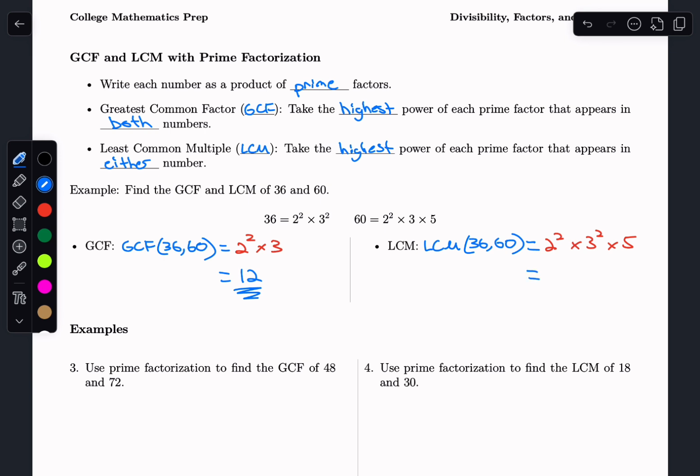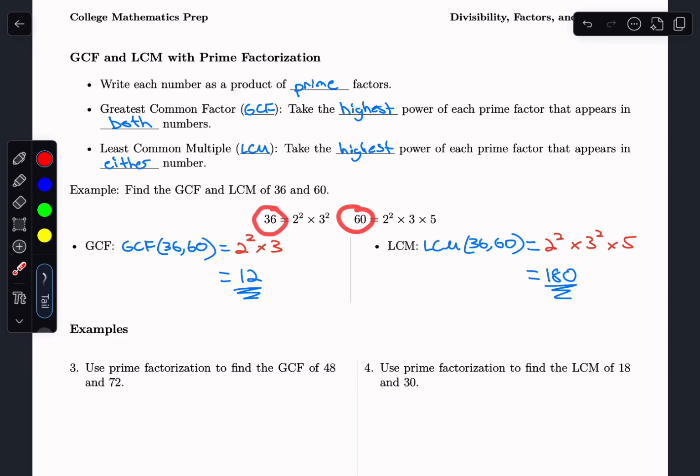When we multiply all those numbers out, 2 squared is 4, 3 squared is 9, so 4 times 9 is 36, and then times 5 is going to give us 180. So our least common multiple of 36 and 60 is 180. And that means that 180 is the smallest number that is divisible by both 36 and 60.